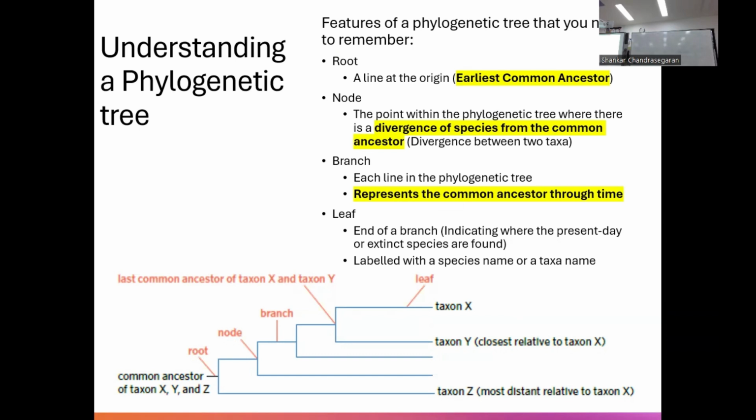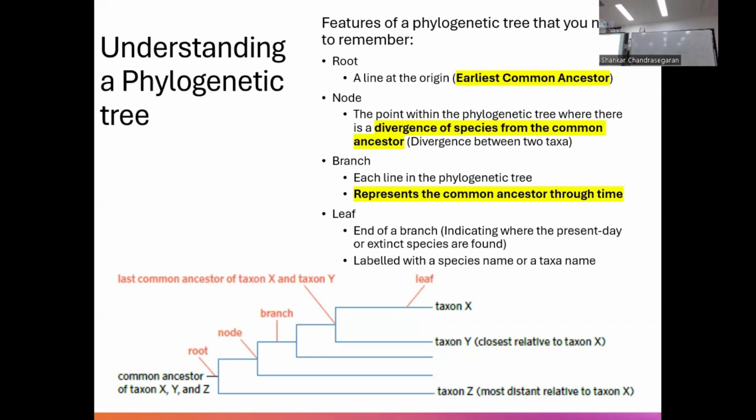All right, if that is the root, the next thing is the node. The node is basically where the common ancestor diverged to become different lineages, right? So this happens at this very point where the line breaks into 2. That is referred to as the node because it represents the divergence of a species from a common ancestor to become different lineages. And then every time it breaks up into 2 different branches, that is referred to as a node.